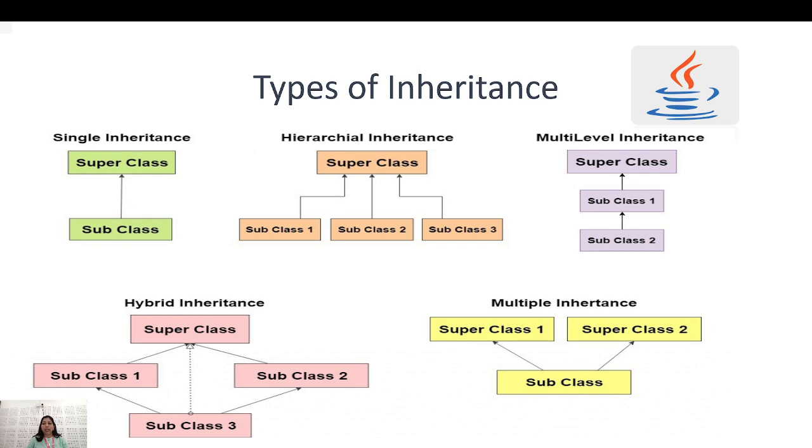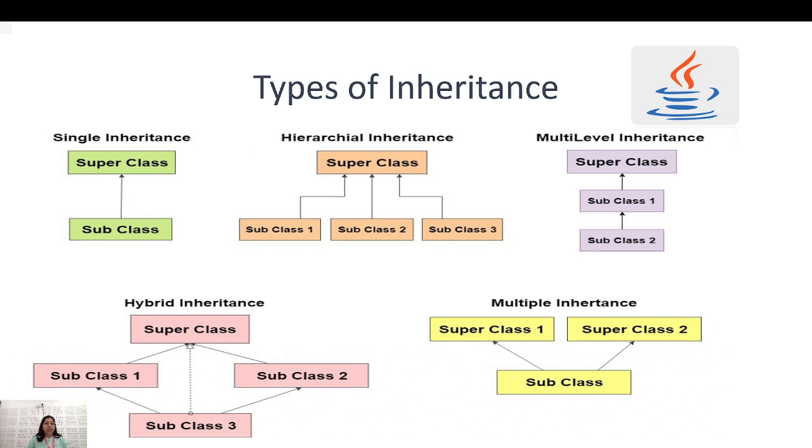Multi-level. Multi-level means a superclass is there which is inherited in subclass 1, and subclass 1 is inherited for subclass 2. That means subclass 2 extends subclass 1 and subclass 1 extends the superclass.